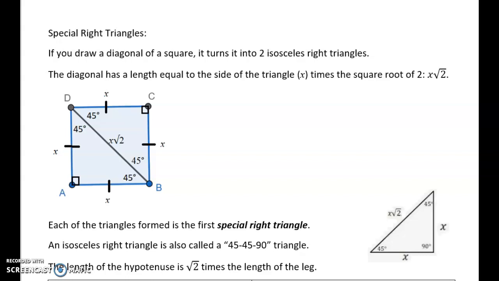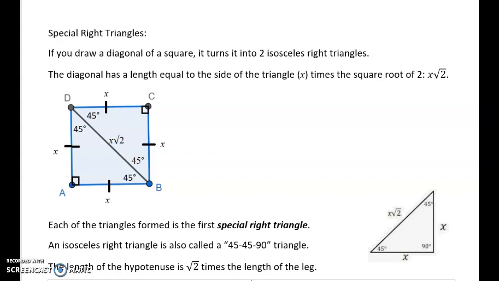Special right triangles is an interesting way of saying these triangles are unusual, unique. There's only two of them, and they actually come from a geometric construction. If you look at a square and you cut that square into two triangles by drawing the diagonal, then each one of those triangles is what we call an isosceles right triangle.